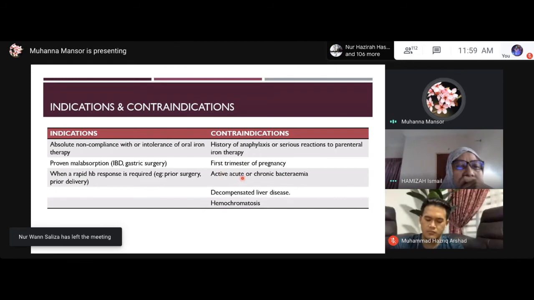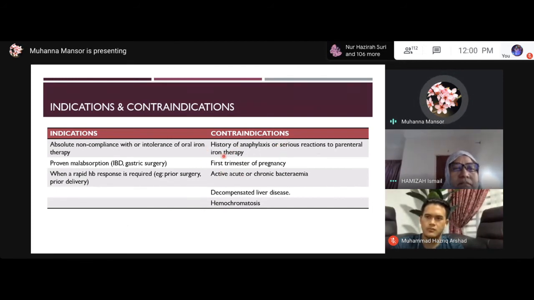And then if there's any history of anaphylaxis, because this is still a parenteral route, so there is a risk of anaphylaxis and allergic reaction. Also active, acute or chronic bacteremia, decompensated liver disease, and hemoglobin disease where the patient is already in iron overload. Usually this is in thalassemia.